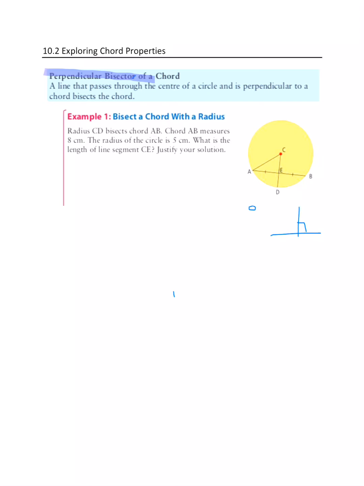It says radius CD bisects chord AB in this diagram that we have here. Okay, chord AB measures 8 centimeters. The radius of the circle is 5 centimeters. What is the length of line segment CE? So again, they're referring to lines by the letters they join, and we have some dimensions here. So let's redraw this as best we can with the dimensions added.